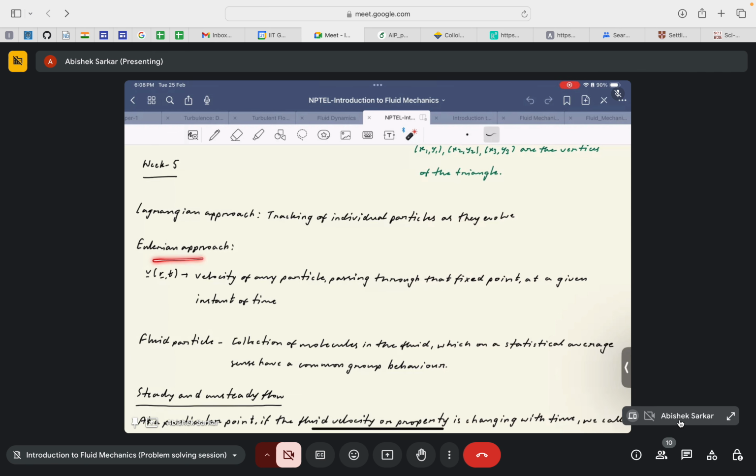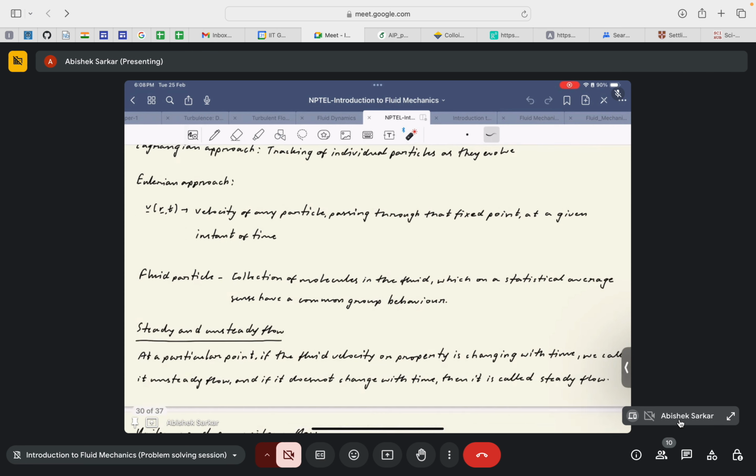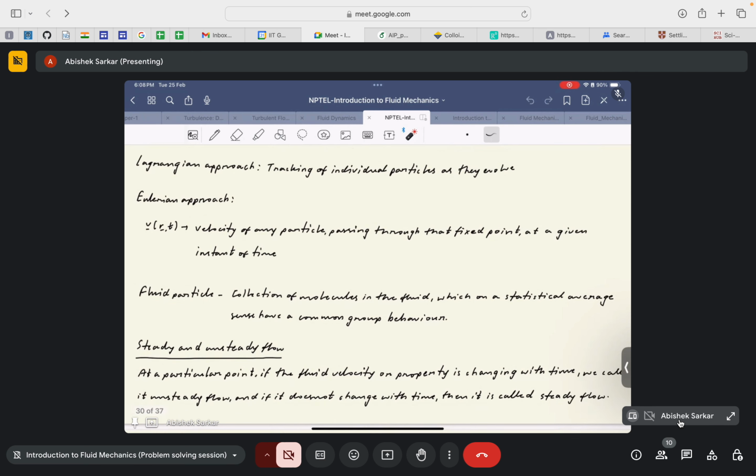And the Eulerian approach is an approach where, instead of following each and every particle, we focus our attention on a fixed point or a fixed region of flow and see how the motion of particles through that region affects the forces and the different dynamics on that particular region or fixed point, known as a control volume. And again, a fluid particle in general does not mean a fluid molecule, but rather a collection of fluid molecules which on a statistical average have a common group behavior.